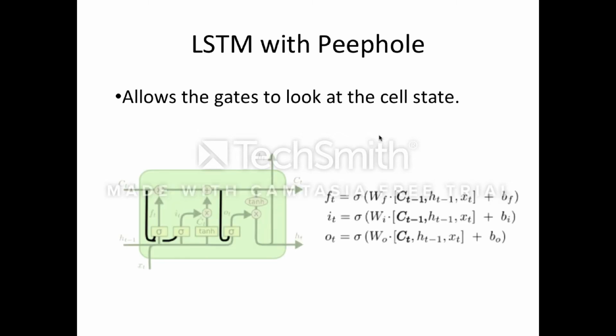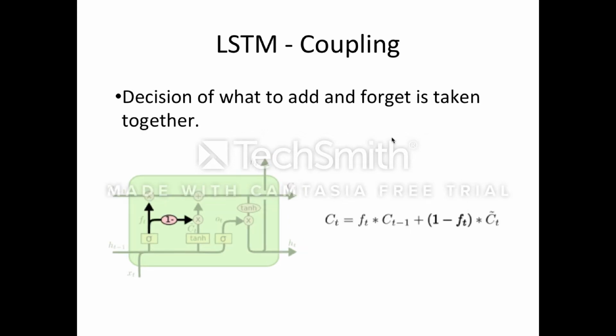In this diagram, the LSTM with peephole connections is shown below. One of the major differences between a simple LSTM and an LSTM with peepholes is that the gates are allowed to take a look at the cell state. So the next LSTM which we are going to take a look at is the LSTM with coupling.